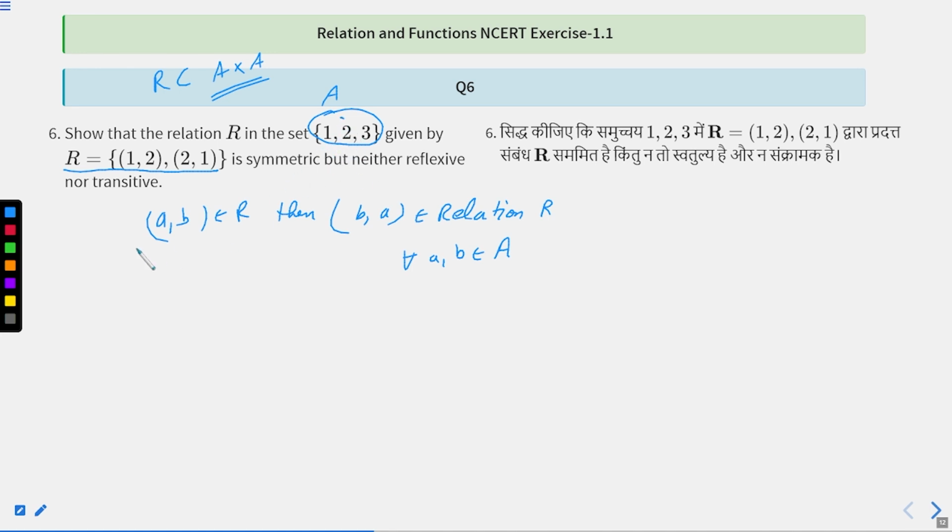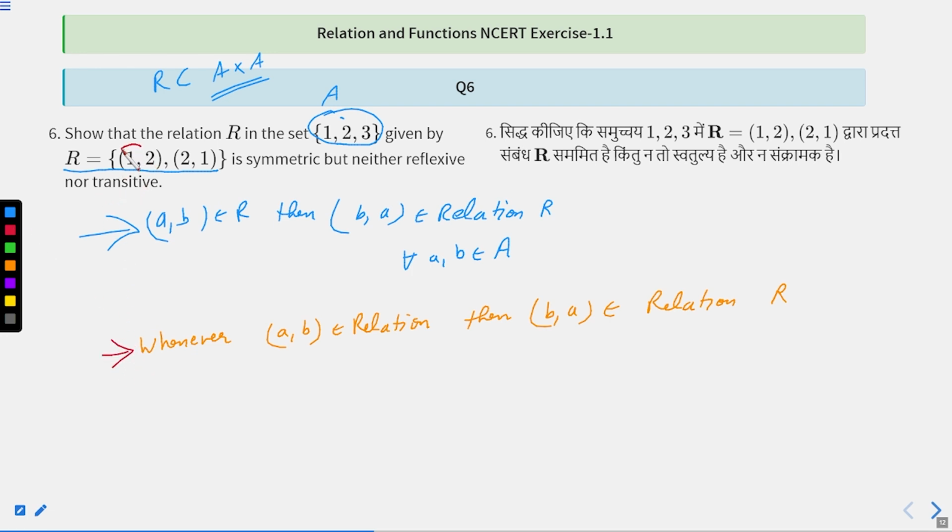Or another way to see this definition is this, that whenever A comma B belongs to the relation R, then B comma A must also belong to the relation R. Okay, so from this it is quite easy.